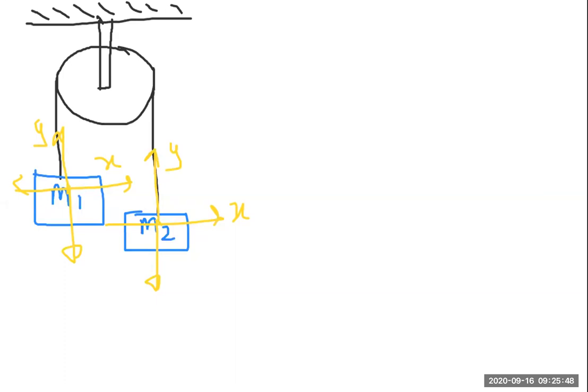I am releasing the system. That means I'm not kicking it along the x-axis. I am just taking the system and releasing it. So this guarantees that the motion of M1 and M2 is going to be along the y-axis, and there is no possibility that motion will be along the x-axis, right?